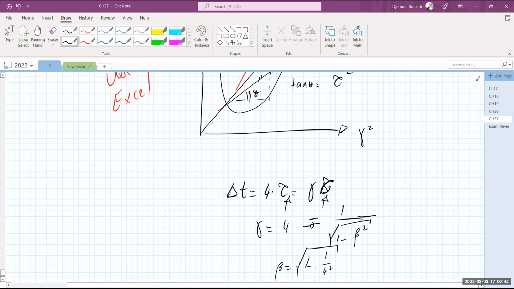So that's the formula to use. Basically, you're saying beta should be equal to the square root of 1 minus 1 over gamma squared. You guys understand that this question is independent of the first question? You can always answer the second question regardless of what you find for tau. Yep.